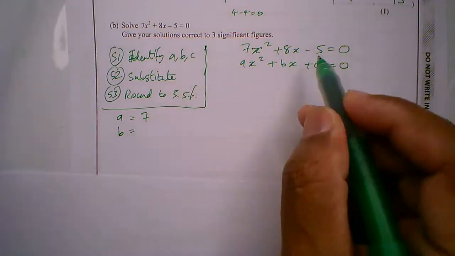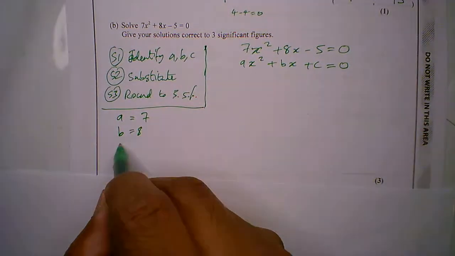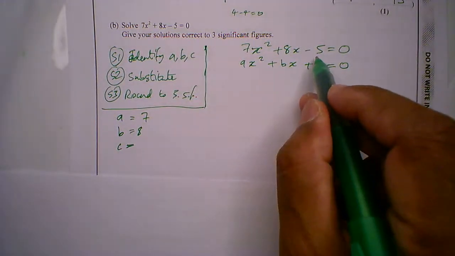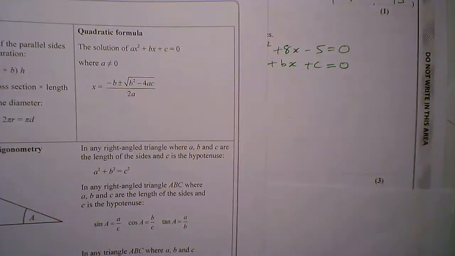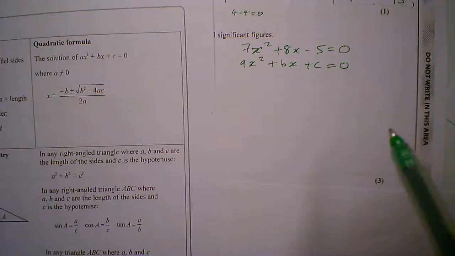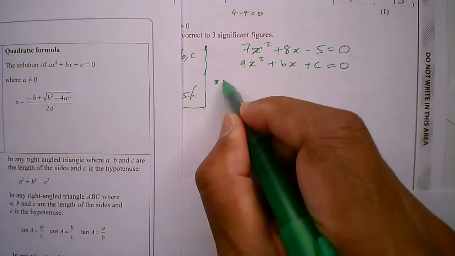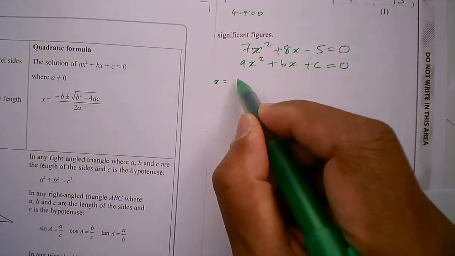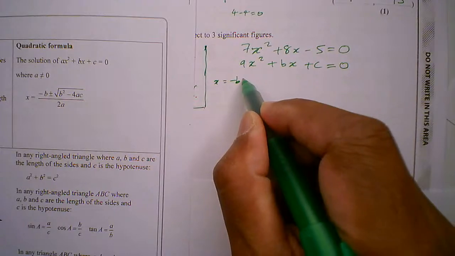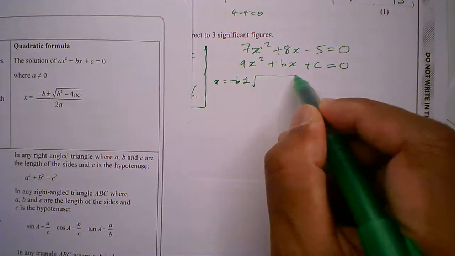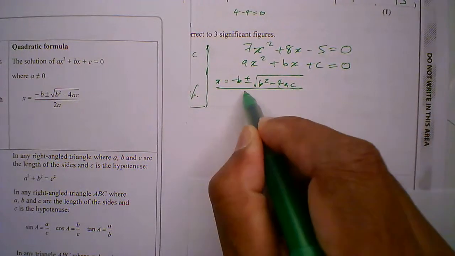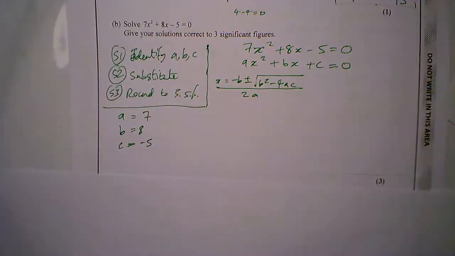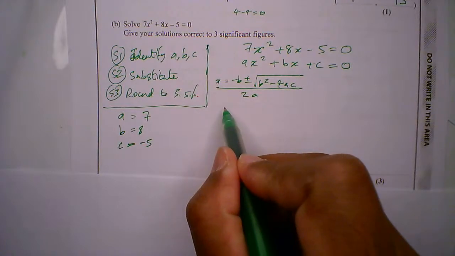What is my B? You can see B is 8. What is my C? It's minus 5. So I've got that. Now I'm going to use my formula here from the formula sheet. X equals minus B plus minus square root B squared minus 4AC all over 2A. And so now it's just a case of putting in these numbers.